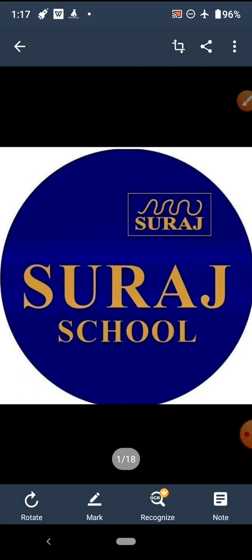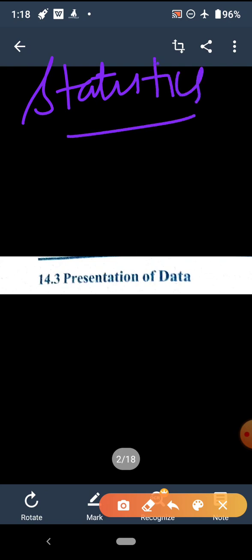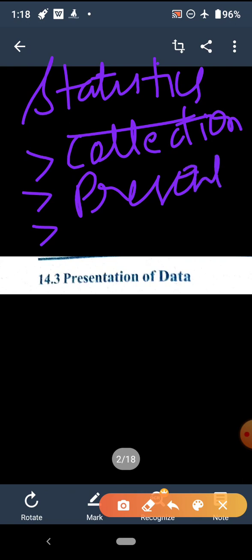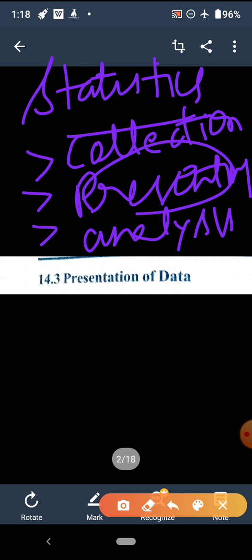Today I, Taruna Seni, am going to start a new exercise, that is 14.2, topic number 14.3, presentation of data. As we have studied the meaning of statistics, I earlier told you that statistics is derived from a Latin word statistic, which means the political state. Statistics in singular sense means that it is an art of collection. It is a science of collecting, presenting, analyzing and interpreting the data. So in our exercise, we will study how to present the data.